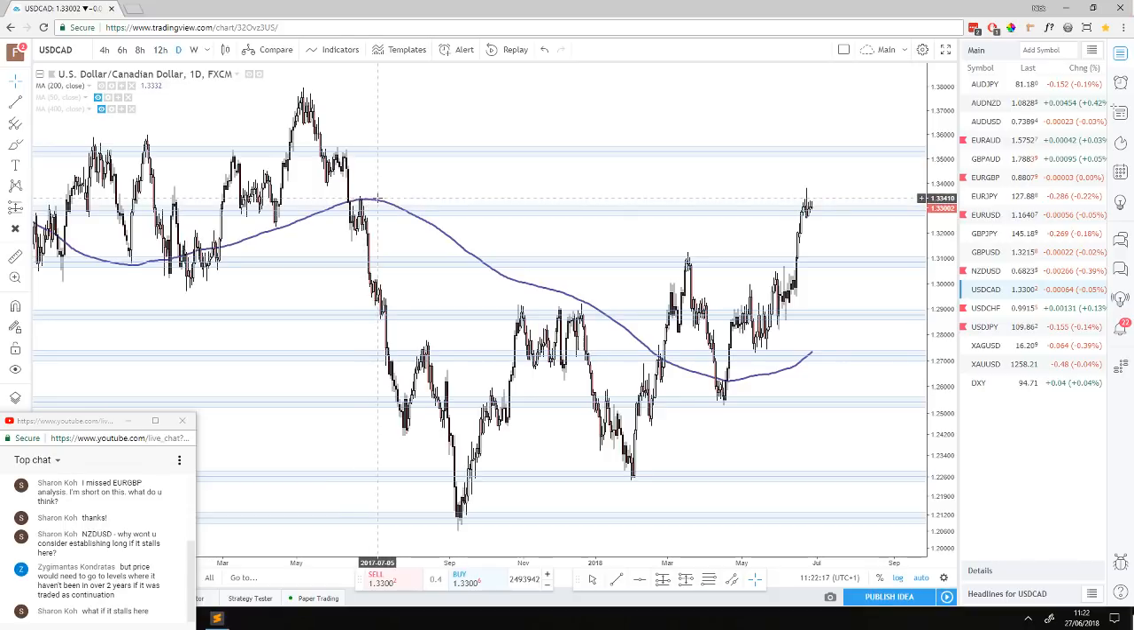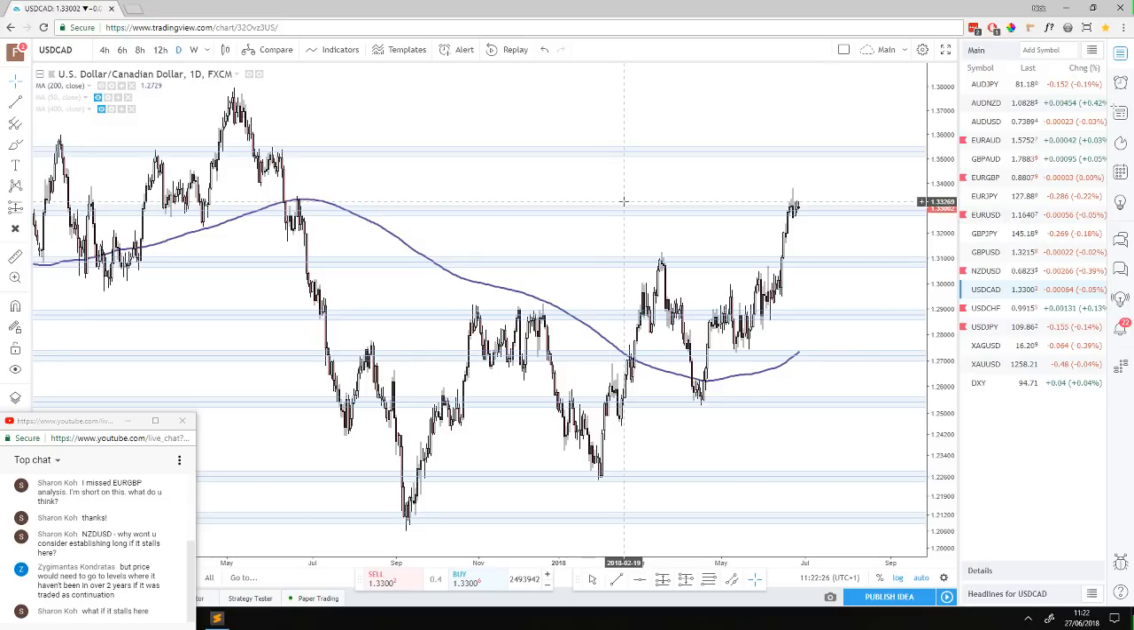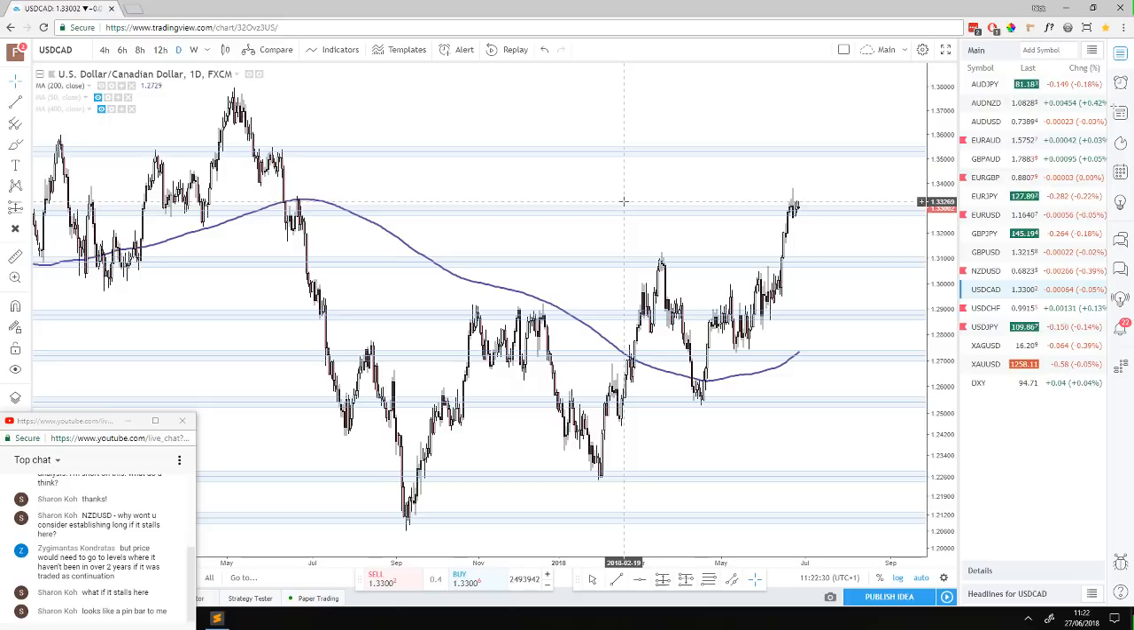It's been unable to break this 1-year high, really. I mean, technically it broke it. It spiked above it. But when I say it's unable to break it, what I mean is it's unable to break and close above it.